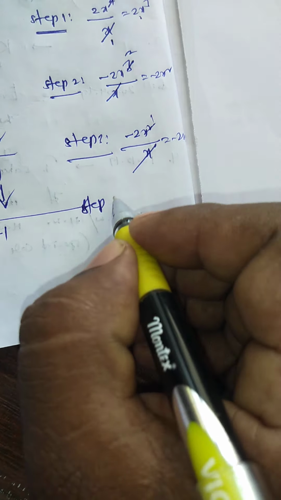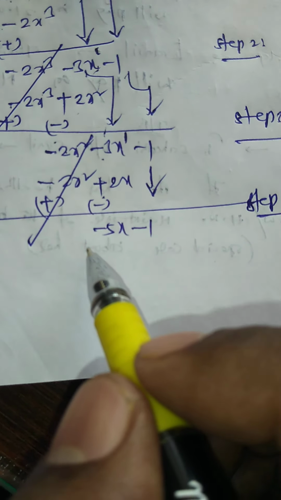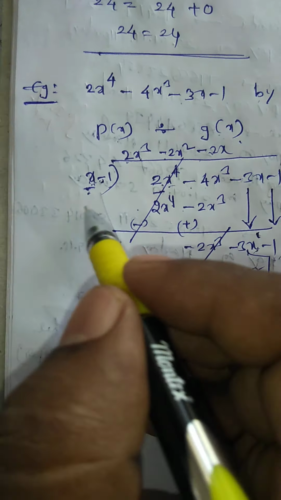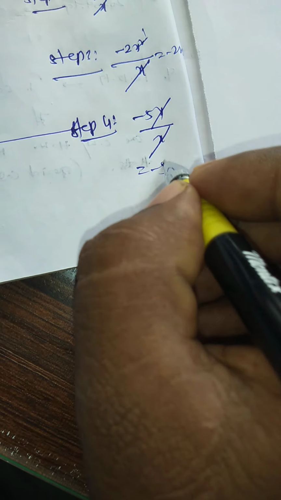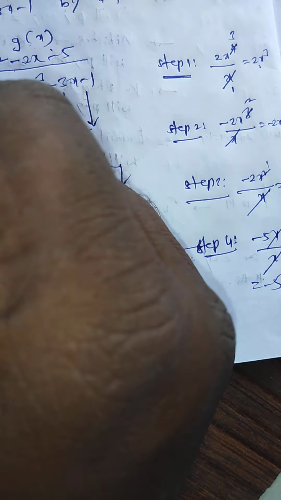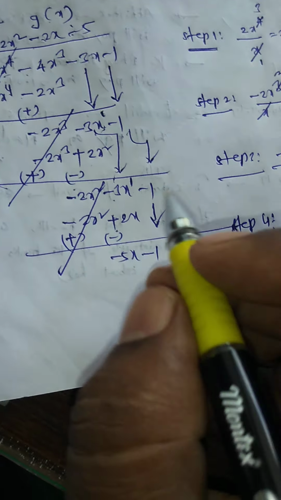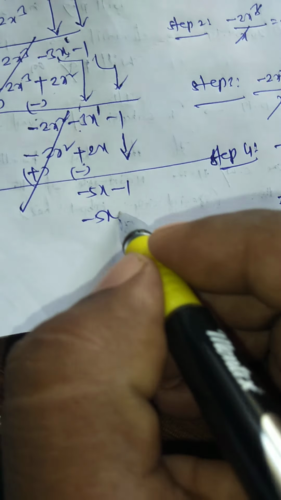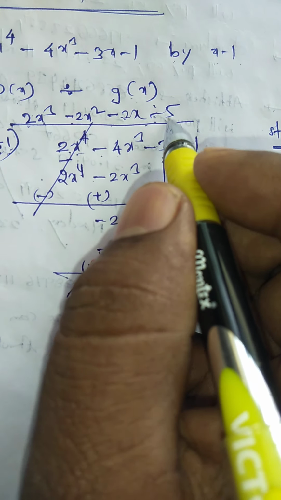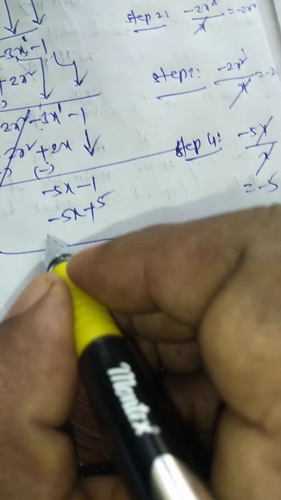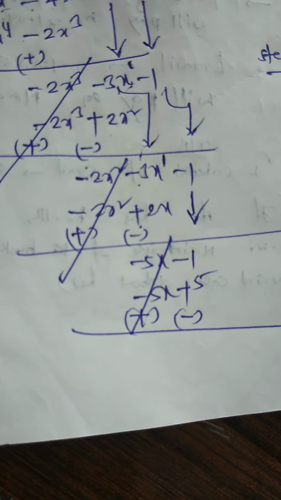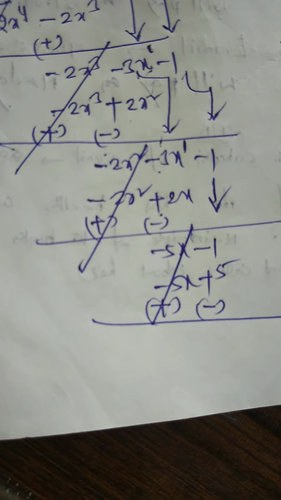Step number 4. The remaining part of the dividend, the first term is minus 5x. The divisor's first term is x. x cancels, the remaining is minus 5. This 5 into minus 5: x into minus 5 is minus 5x. Minus into minus is plus 1 into 5, 5. Plus, minus, the symbol should be changed. Plus 5, minus 5x plus 5x, both are cancelled.